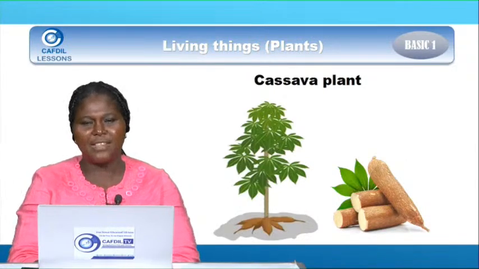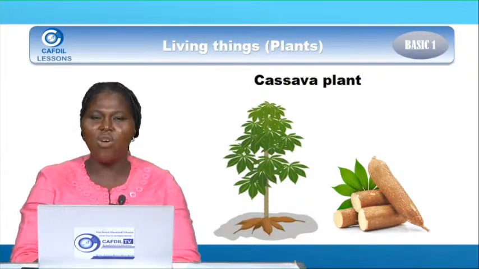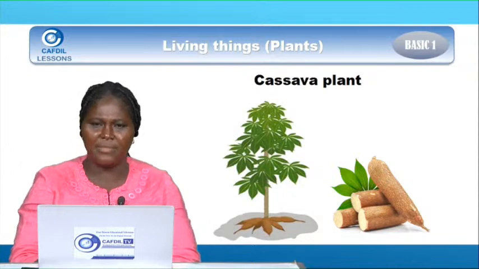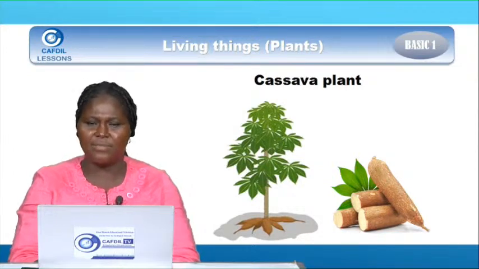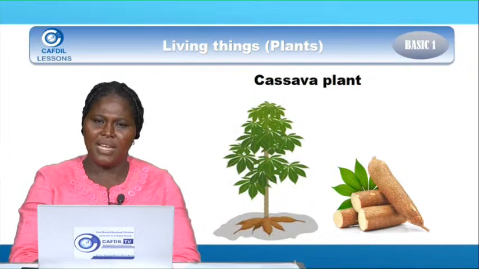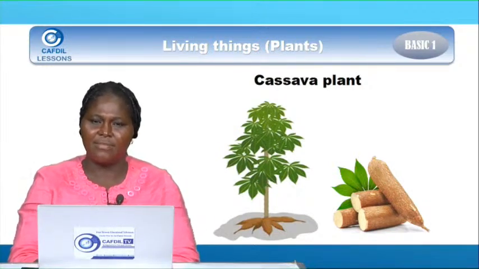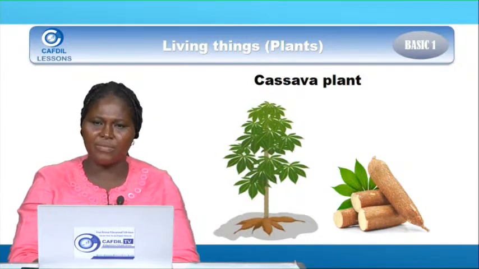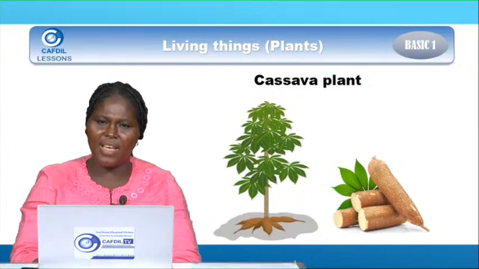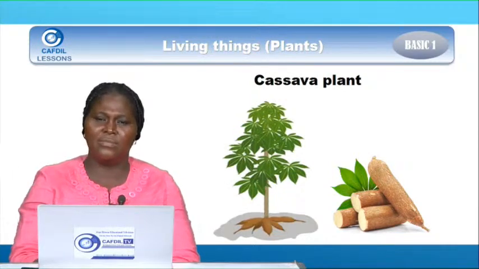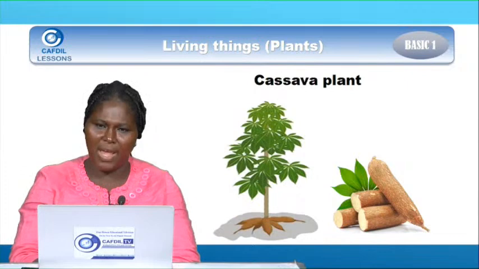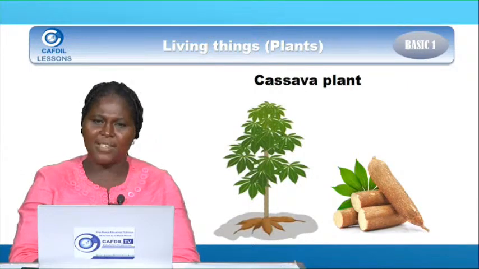Now, what plant is on our screen? We can all see the cassava plant on our screen. Now we have some cassava there. What color are the cassava leaves? It's green, and the stem is brown, and the cassava itself is brown, and what is in it is white. Good. So this is the cassava plant.